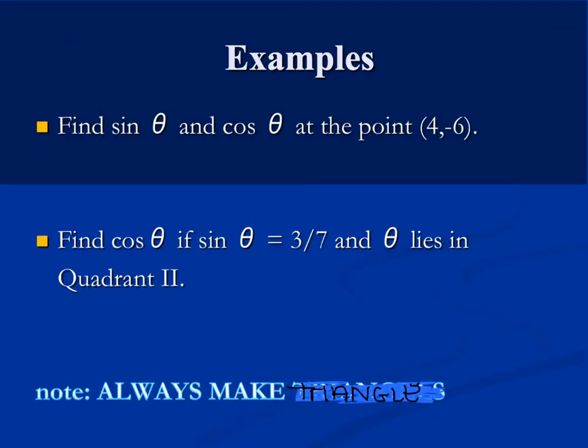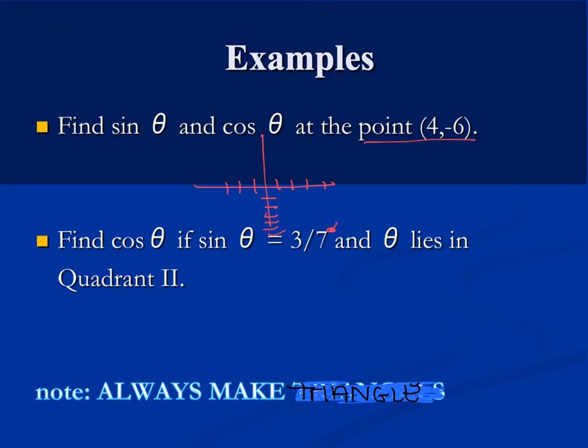So here we're trying to find sine and cosine for the angle that goes through the point 4, -6. The first thing I always do every single time I have a problem like this is I actually draw out what that would look like. So we have a coordinate plane, it goes through the point, oops, my apologies, +4, -6. So the point's down here.